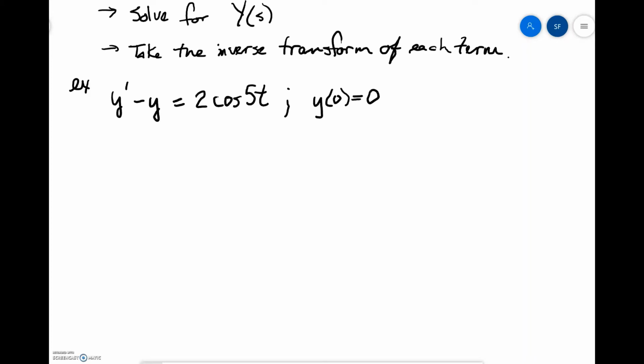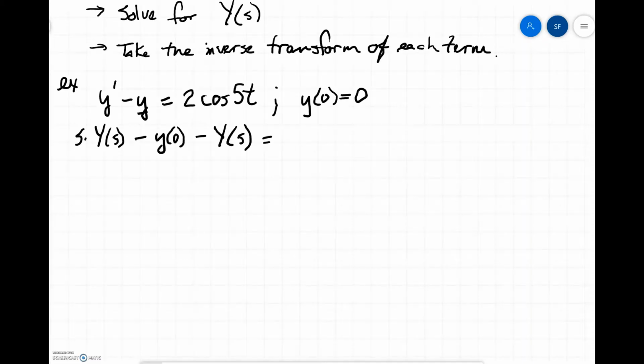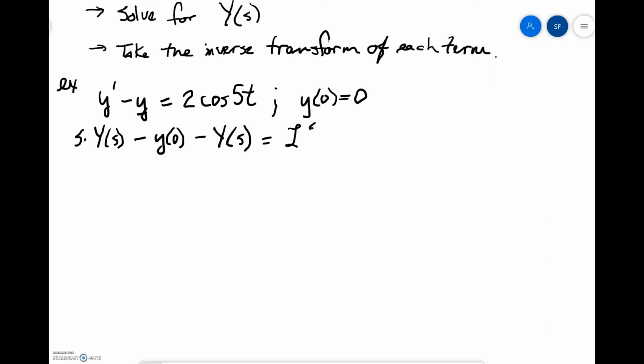Using my keys, y prime is s times capital Y of s minus the initial condition, and then y is just going to be Y of s. Then we've got to take the Laplace transform of 2 cosine of 5t. Looking at my table, the 2 can come out because it's just a coefficient, and then cosine of 5t would be s over s squared plus a squared. A is 5 in this case, so squared it becomes 25. So this is going to be 2s over s squared plus 25.